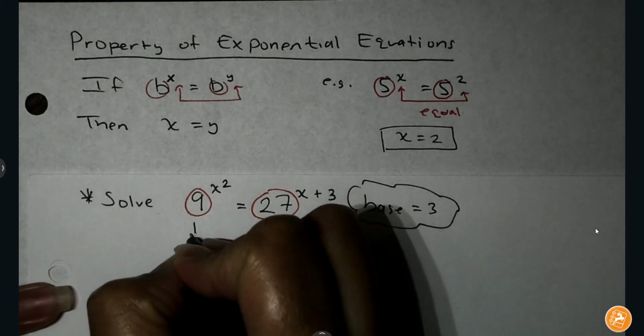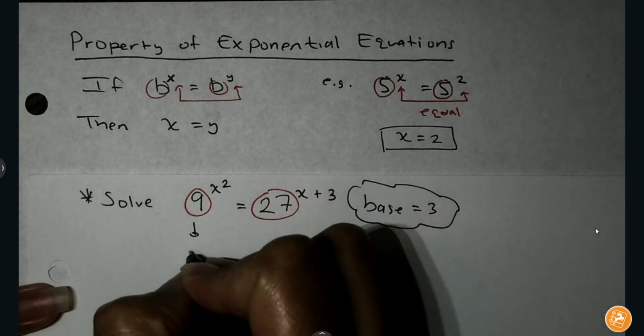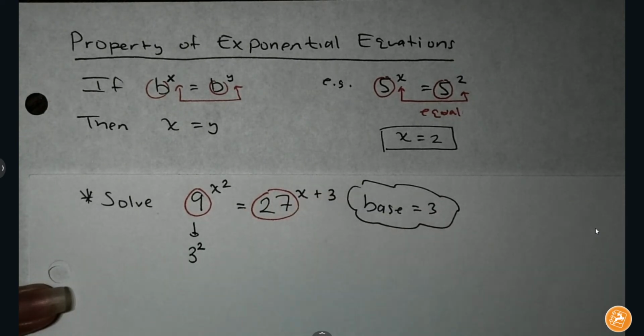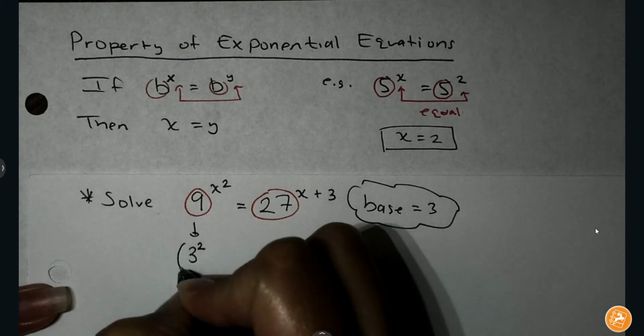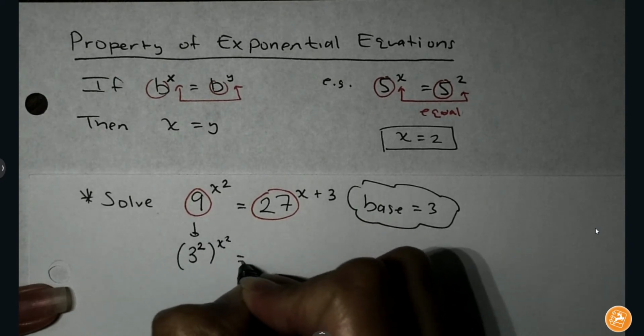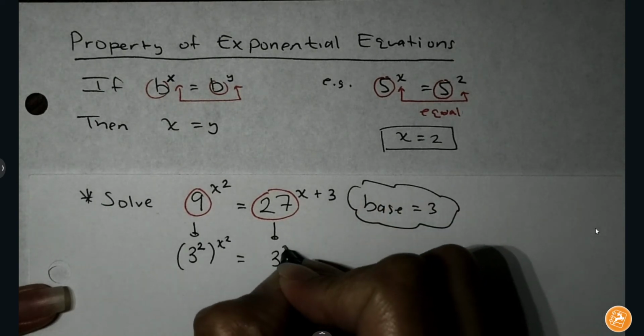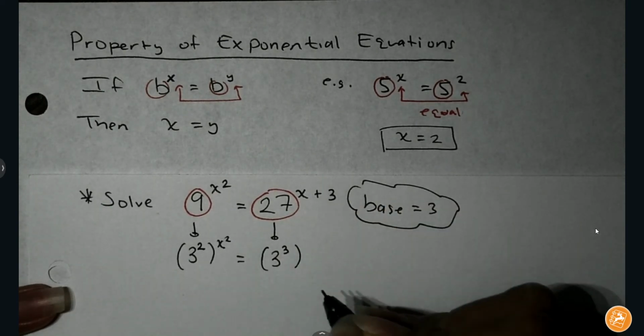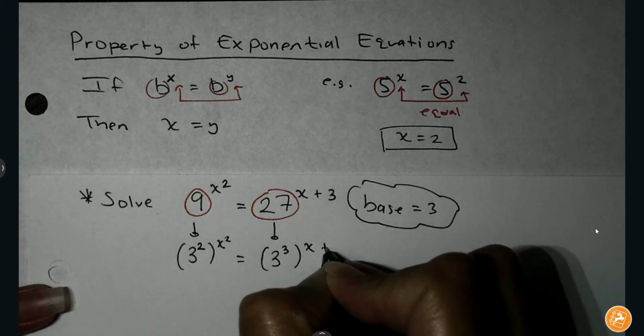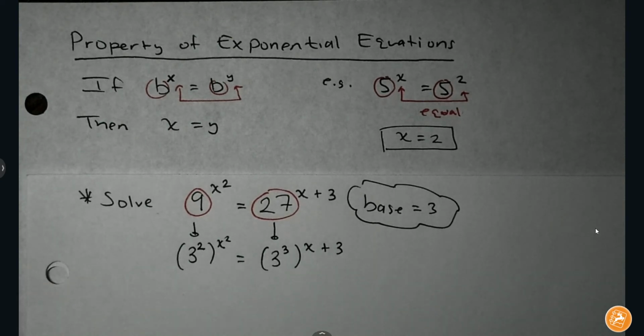So when we rewrite 9 in terms of base 3, that will give us 3 squared. But what's going on with the 9? The 9 is being raised to the x squared power. When we write 27 in terms of a power of 3, that will give us 3 to the third power. What is going on with the 27? That is being raised to the x plus 3 power. At this point, I'm super pumped because we have 3's on the left and right side, but in this case, the base is not quite 3. The base on the left side is 3 squared. The base on the right side is 3 cubed.